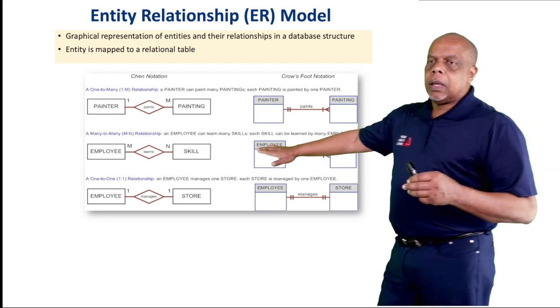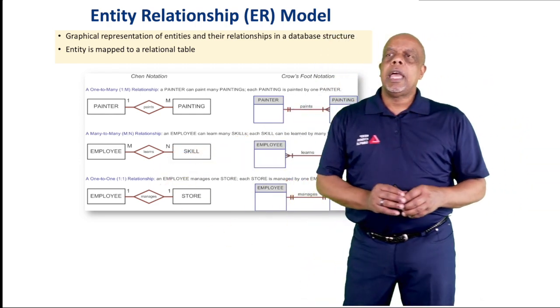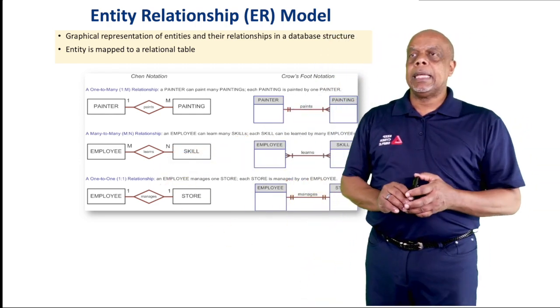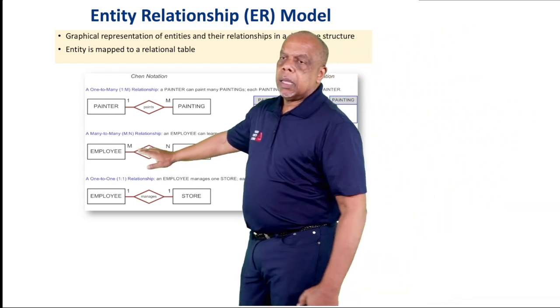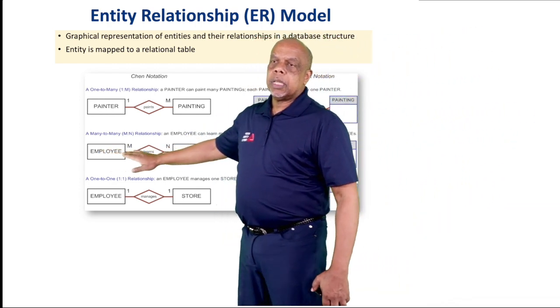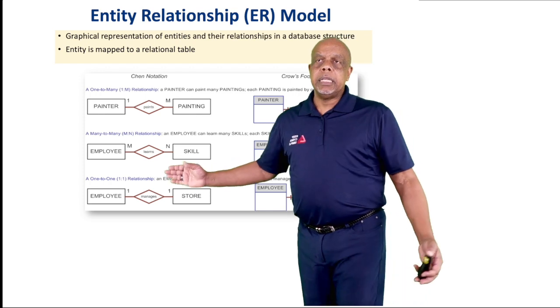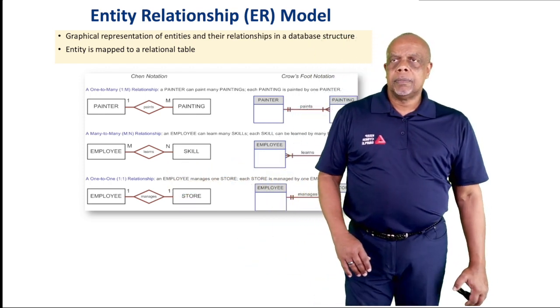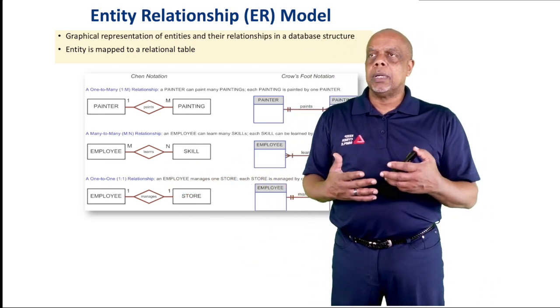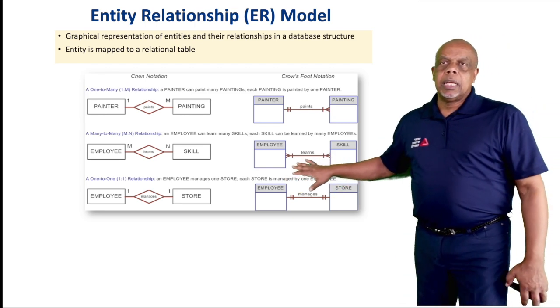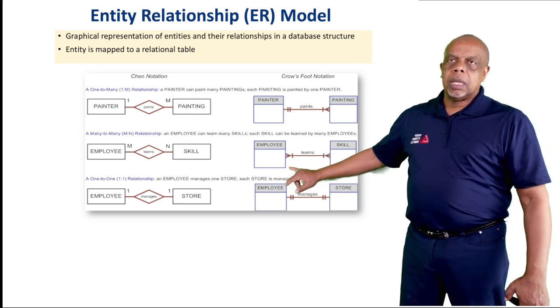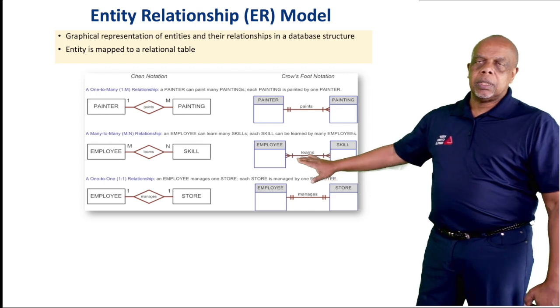Now this is a look at a many-to-many. Many employees can learn any number of skills, many skills. So a many-to-many relationship. This is what it would look like in the crow's foot notation. Like I say, employees learning many skills.